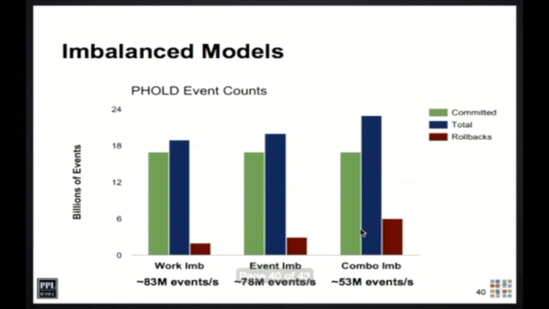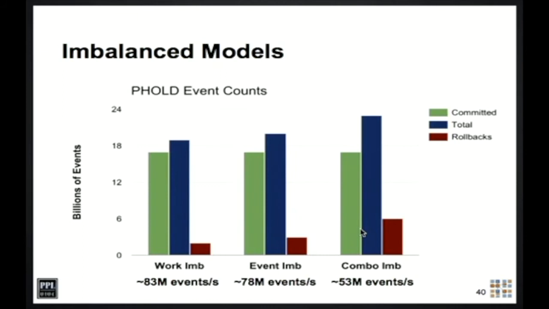Where my work has taken me more now is what happens when we have imbalanced models. This goes back to the worries I mentioned about optimistic execution and how rollbacks can spiral out of control. So this is a plot showing phold. Instead of showing event rates, it's now showing the number of events we're executing. The green bars here are the number of events that we're actually committing.